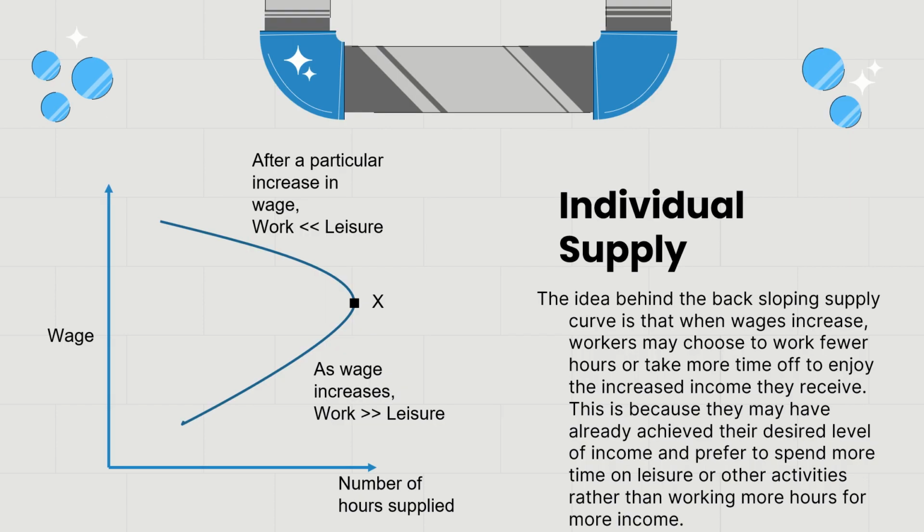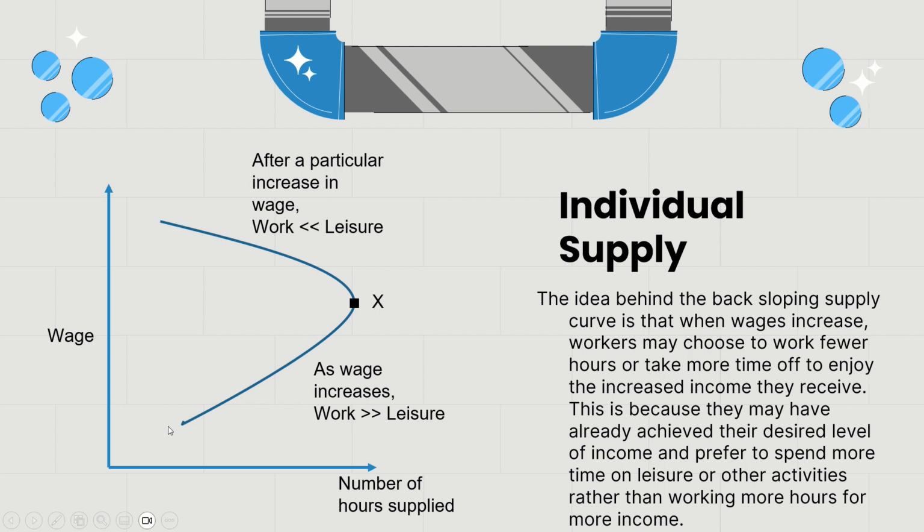The idea behind the backward sloping supply curve is that when wages increase, workers may choose to work fewer hours or take more time off to enjoy the increased income that they have received. This is because they may have already achieved the desired level of income and prefer to spend more time on luxury or other activities rather than working more hours for more income.